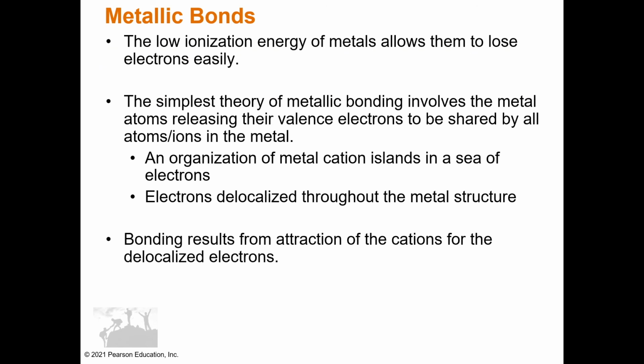The last type of bond that we're going to look at is the metallic bond. Remember that metals have very low ionization energies, so they can lose electrons very easily. So if you have a piece of metal, we're only dealing with metal cations in a sea of electrons. Those electrons are going to move throughout that metal piece. Here's our term again, delocalized. That means that electrons are not fixed on one particular cation. They're going to move throughout the metal.